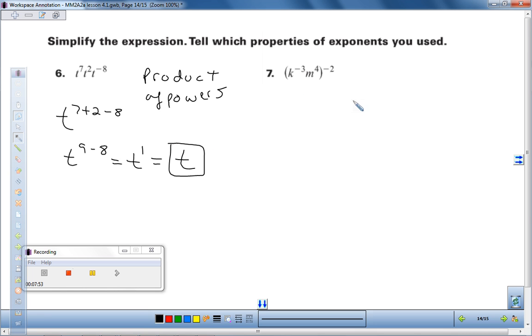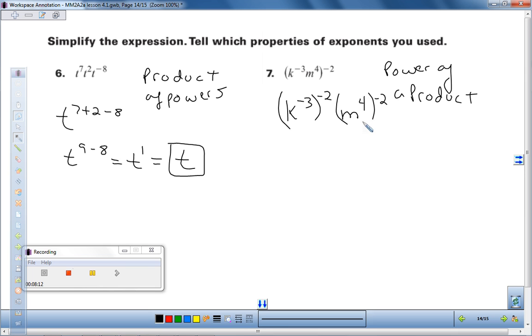Now here for number 7, first thing we're going to use is the power of a product. So we're going to end up with negative 3 and 4. And then from there we're going to use power of a power. So we're going to end up with negative 3 times negative 2, same sign, so it's going to be 6. And then we'll end up with negative 8 here. So again, there we used the power of a power.